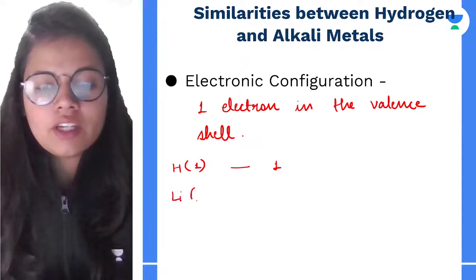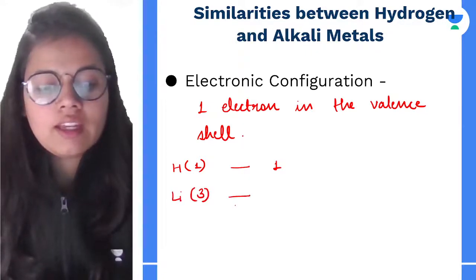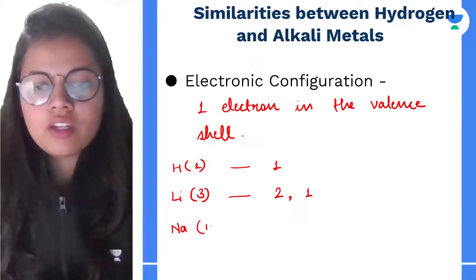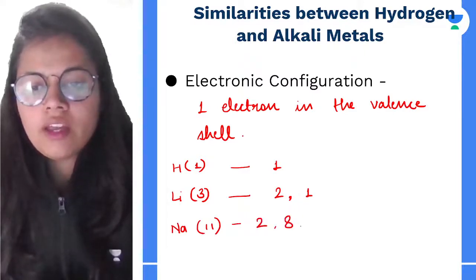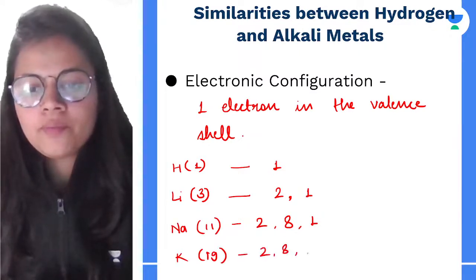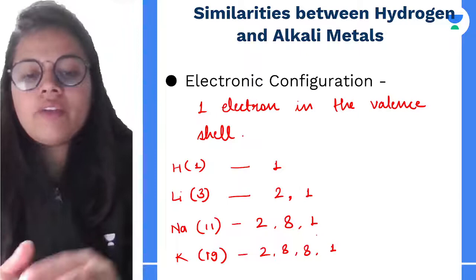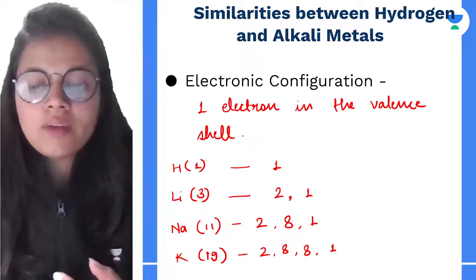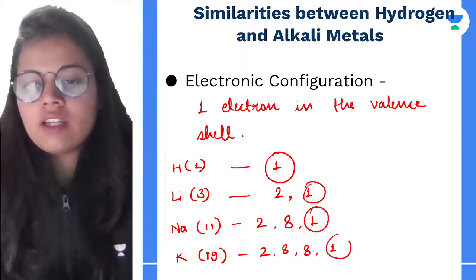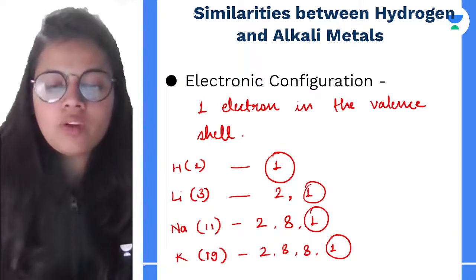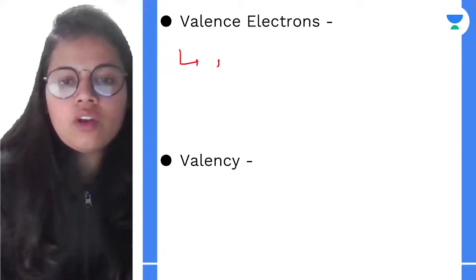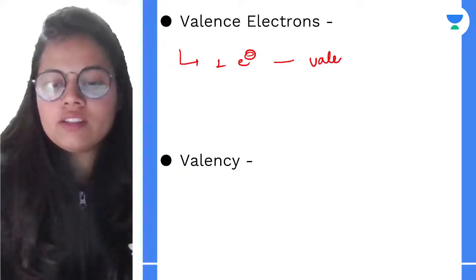Talking about lithium, which has an atomic number of 3, it has the configuration 2, 1. Similarly, sodium has the configuration 2, 8, 1. Similarly, for potassium, it goes like 2, 8, 8, 1. And in a similar way it goes for rubidium, cesium or francium. All in all, they all have 1 electron in their outermost shell. That is the similarity. The next similarity is the valence electrons. As we discussed, they have 1 electron in the valence shell.